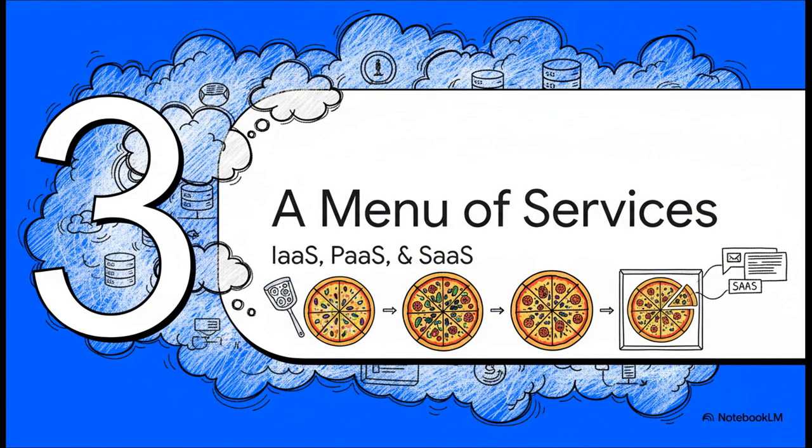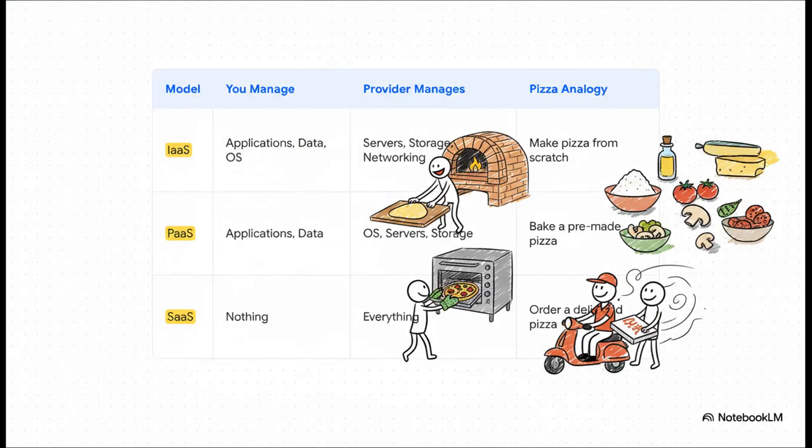Now, the cloud isn't just one single thing, right? It's more like a menu of different services. And to get a handle on the options, we're going to use what is, hands down, one of the best analogies in all of tech. Pizza as a service. Okay, check this out. It really boils down to 3 main flavors. First up, you've got infrastructure as a service, or IaaS. This is like the cloud provider giving you a full kitchen with an oven.